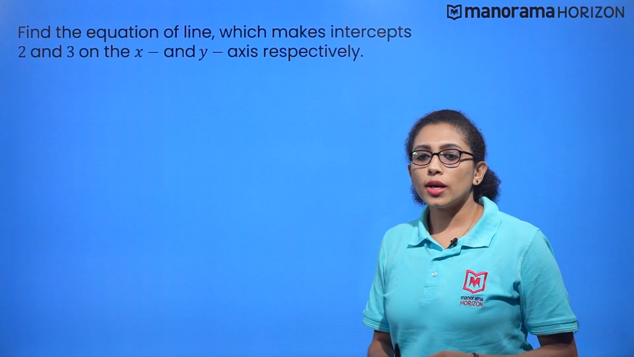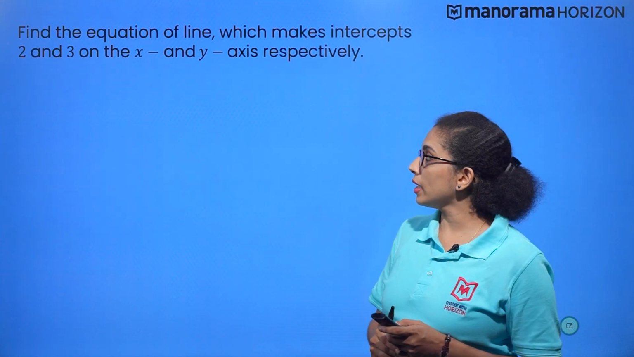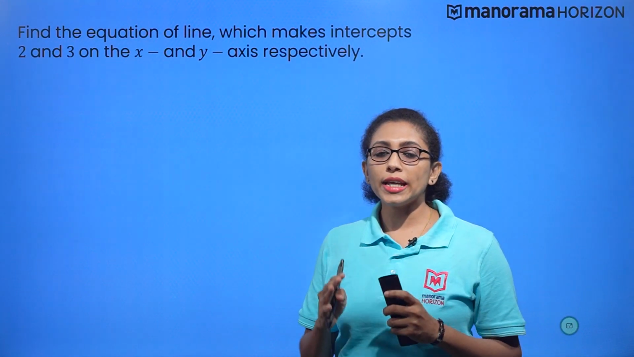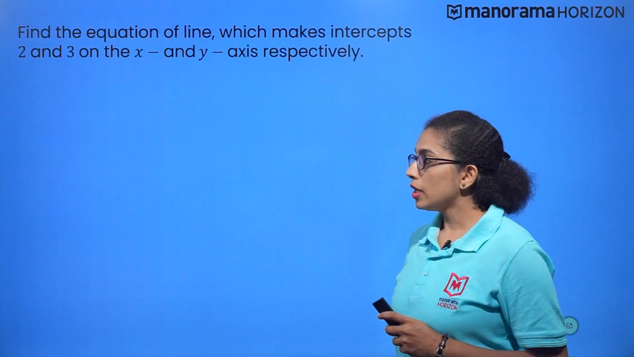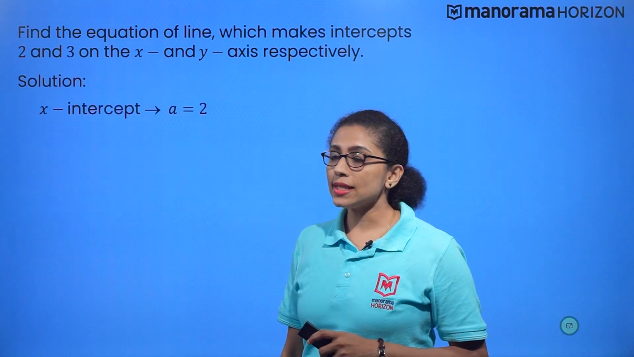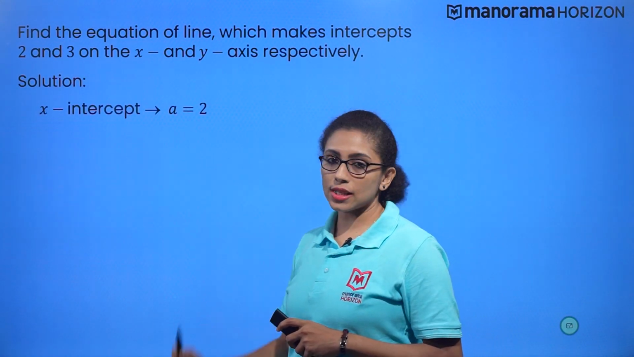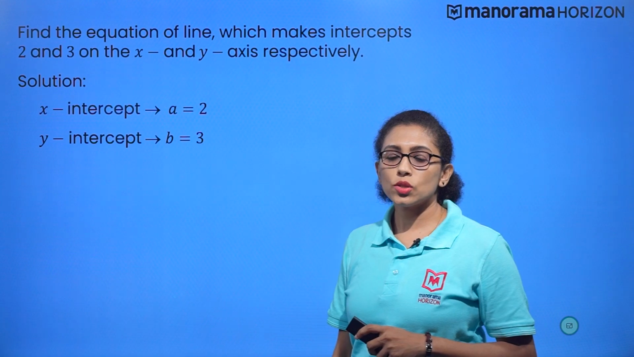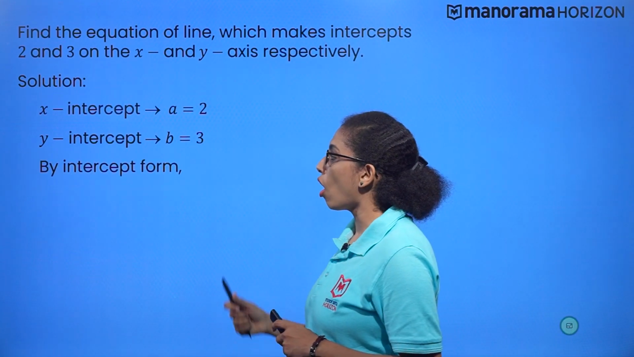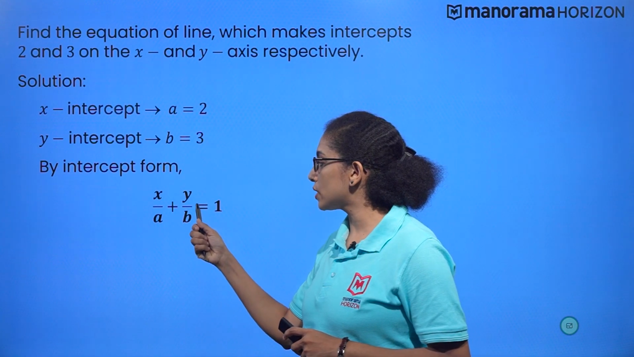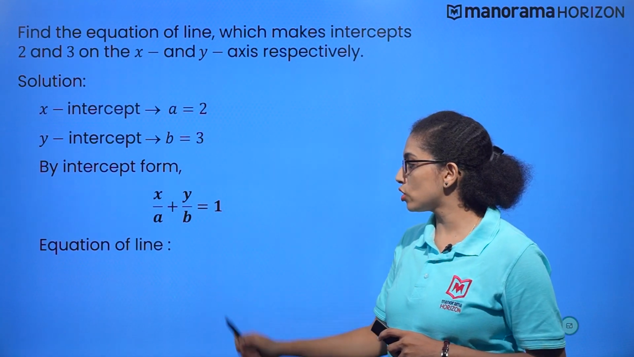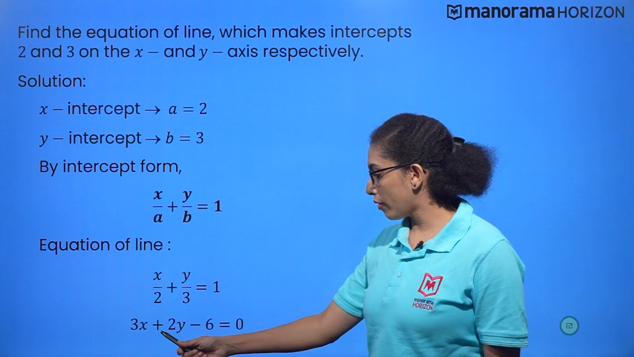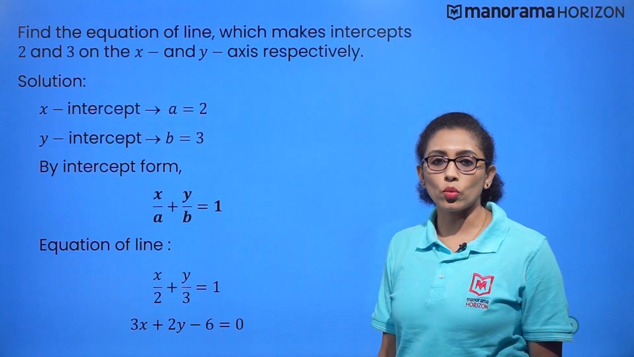Alright? Now, consider this example for the intercept form. Find the equation of a line which makes intercepts 2 and 3 on the x and y axis respectively. Let's see the solution. Here, a is equal to 2, that is your x-intercept. Y-intercept is given as b is equal to 3. So, by intercept form, the equation of a line will be x by a plus y by b is equal to 1. So, the equation of the line will be x by 2 plus y by 3 is equal to 1. Or, again we can write it as 3x plus 2y minus 6 is equal to 0.